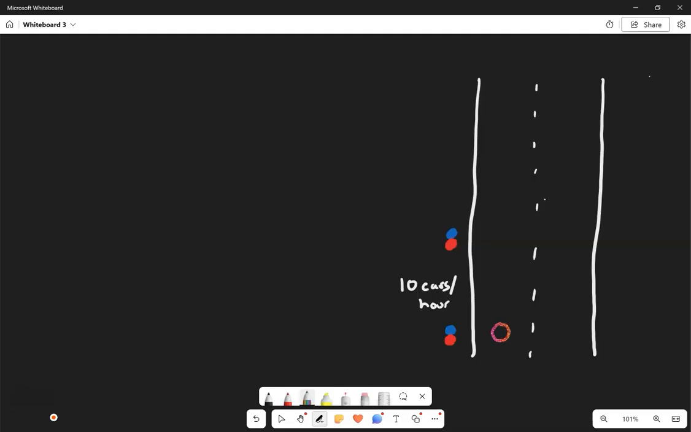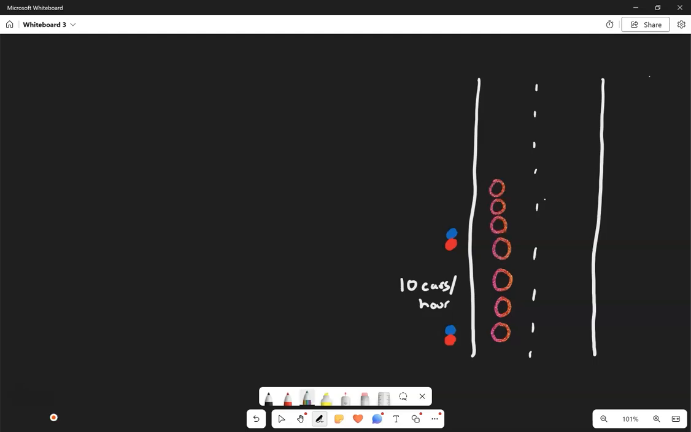Cops are going to pull over one car. What if I send two? Two cars get pulled over. What if I send 3 cars per hour? 3 cars get pulled over. What about 4? And you can see where this is going.